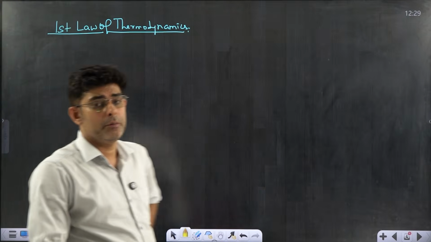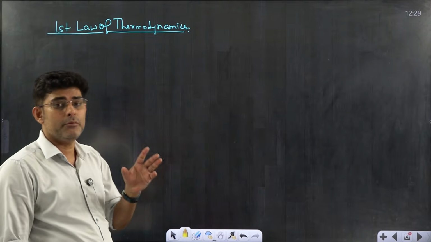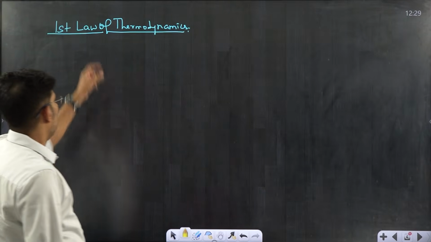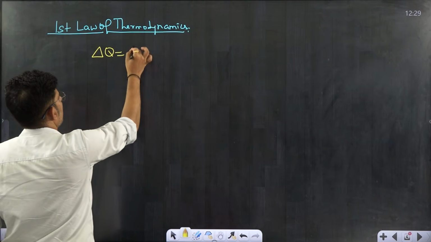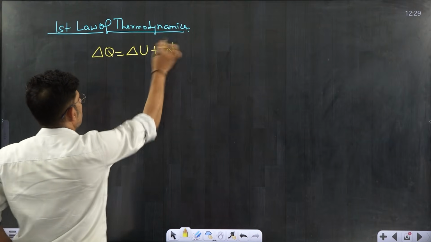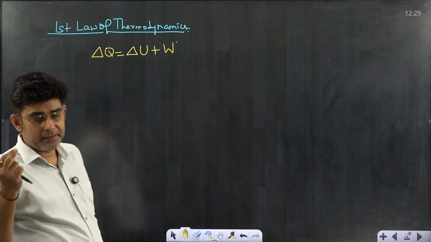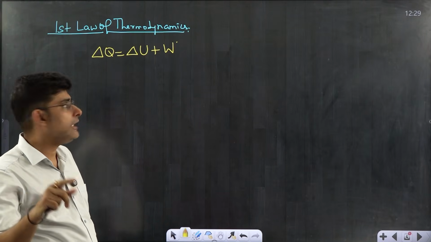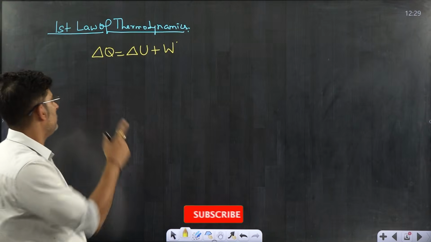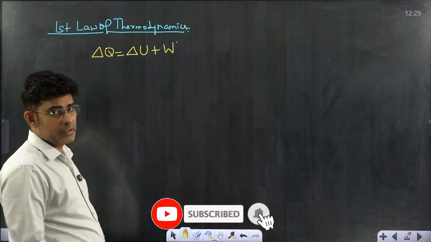Everywhere it is applicable. But in this chapter we have to focus mainly on ideal gases. First law of thermodynamics, we say delta Q is equal to delta U plus work done overall, and when we take a small heat supply or heat exchange, then we use dQ, dU and dW, right? So delta Q is delta U plus work done.